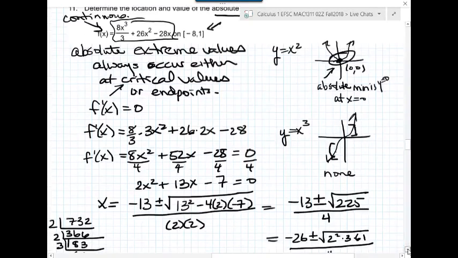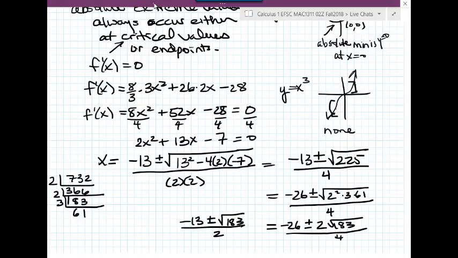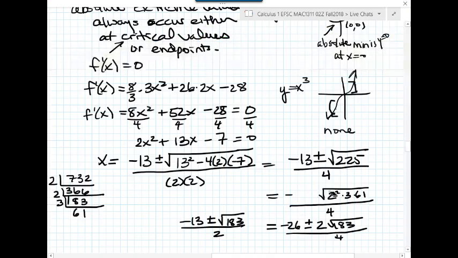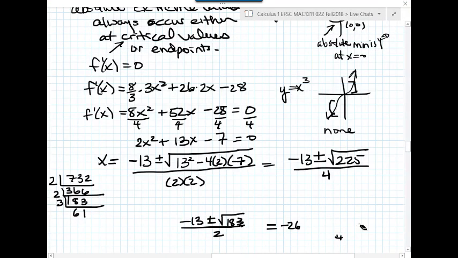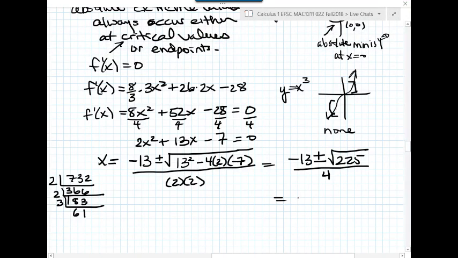Oh, I see the problem. Okay, sorry. I divided by 2 instead of by 4 in my head here. This should have been a 13. So let's fix our quadratic formula here. It's going to be negative 13, and this is going to be negative 13 squared.